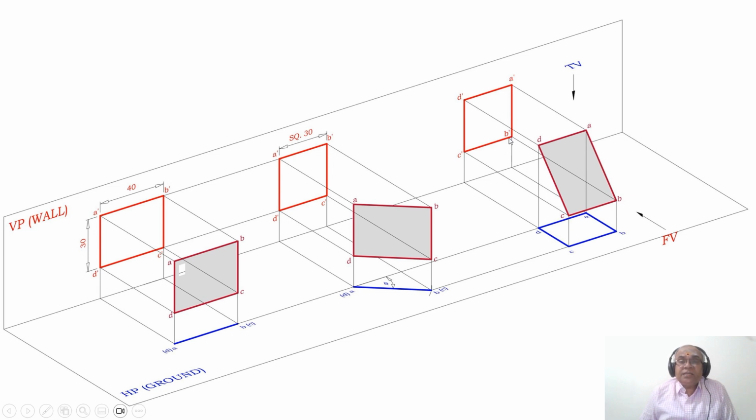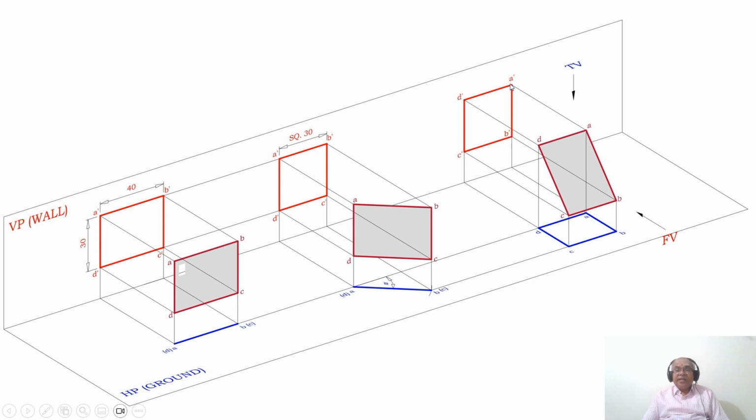So A dash B dash, B dash C dash, C dash D dash and D dash A dash, which will go to be a square. So that means I am rotating this square like this to get this front view. As you rotate this and view from the front view, A, B, C, D, this image is going to fall on the vertical plane.